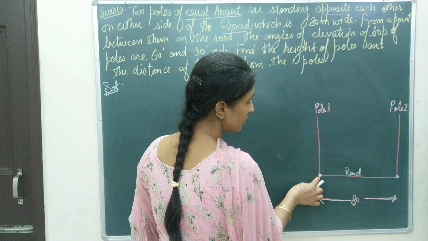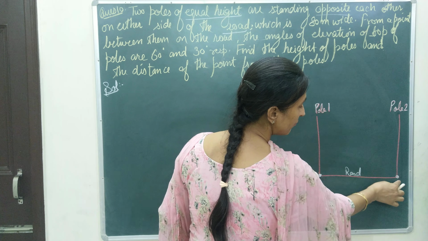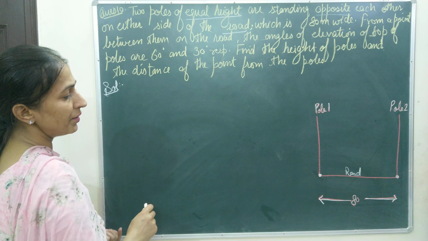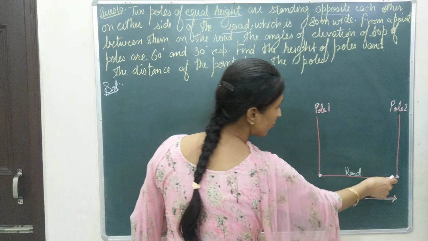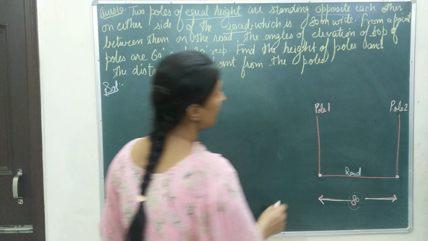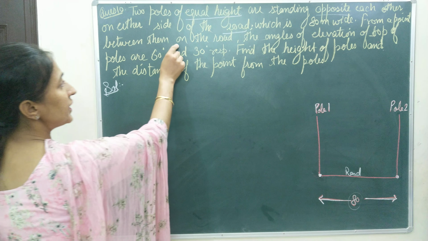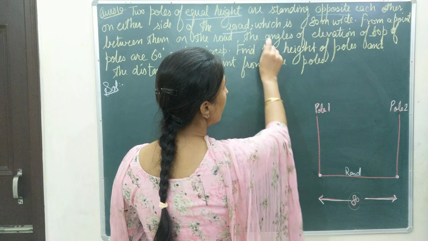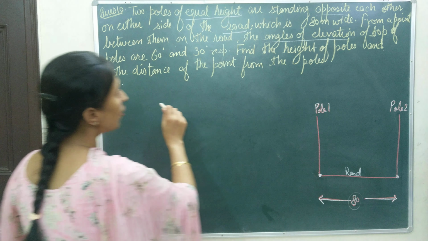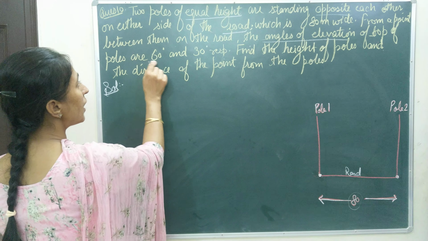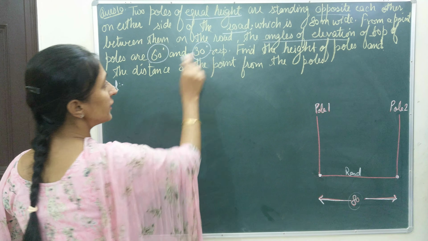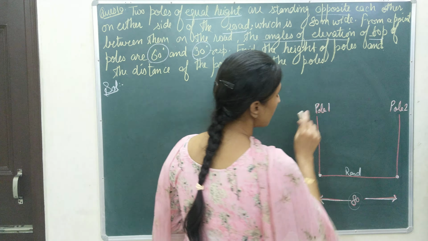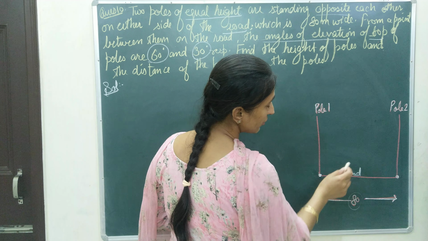If one pole is on this side, the other pole will be on the opposite side of the road, which is 80 meters wide. You are given that the road is 80 meters wide. From a point between them on the road, the angles of elevation of the tops of the poles are 60 degrees and 30 degrees. So you are looking at the tops of the poles from a point on the road.